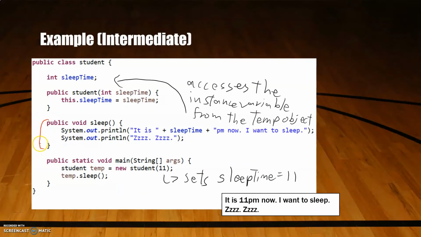This method is a void method, meaning that it returns nothing. Here, this sleep time basically is the sleep time variable in the instance object that the method refers to.